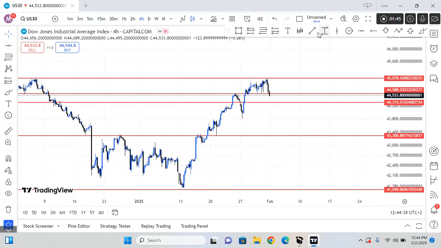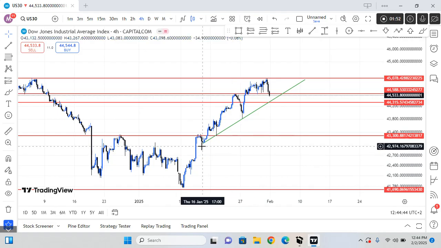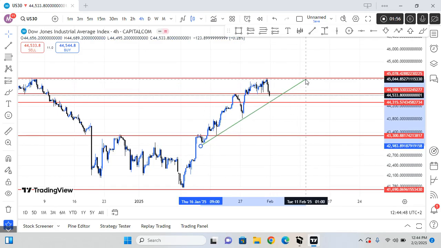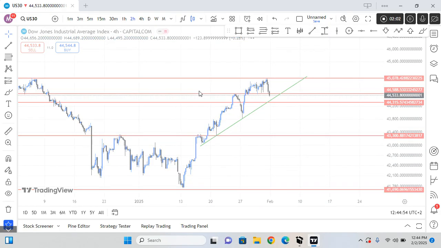Another thing, when we apply a trend line like this on a 4 hour time frame, what do we see? We can clearly see that we have two touches. So on the third touch, I think we will be moving up as well.